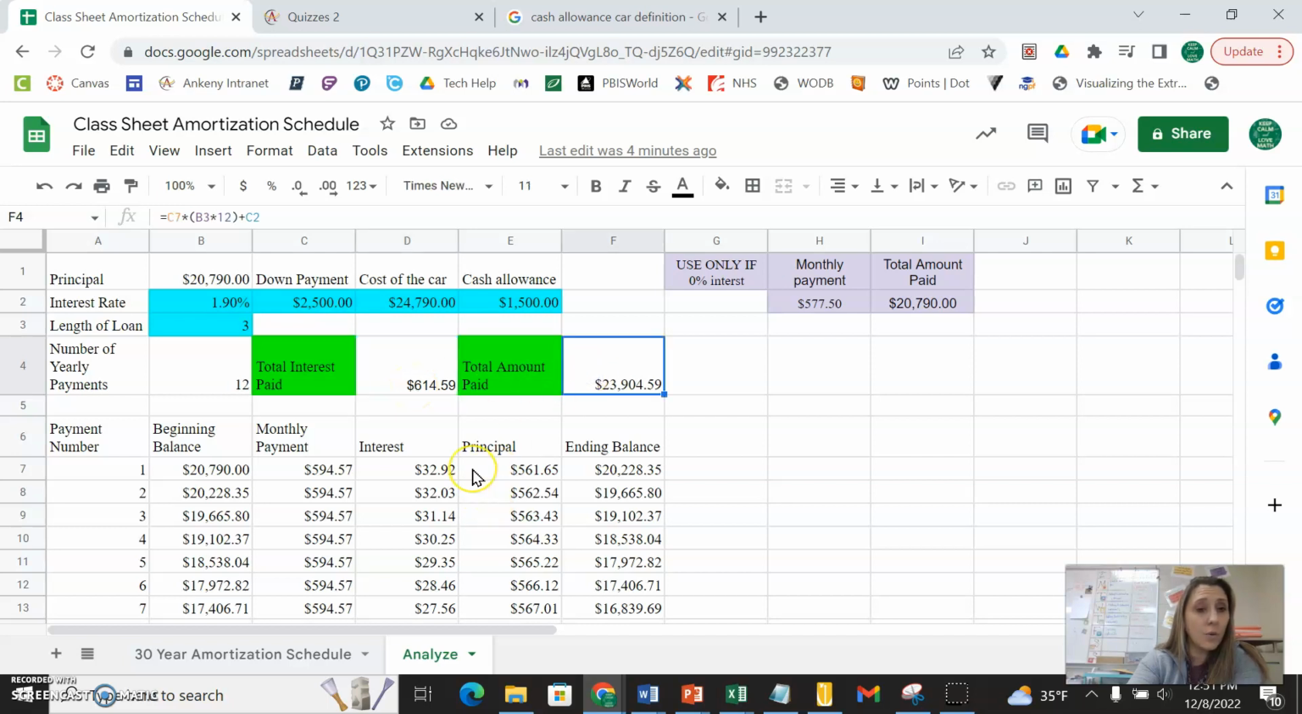And then the total amount paid is going to be the monthly payment times the length of the loan, however many years, and then times 12. So if it's a 3-year loan, you're going to multiply that by 12, so 36 months, right? Plus our down payment. So that's going to be the total cost, the total amount paid. So make sure those say those things.